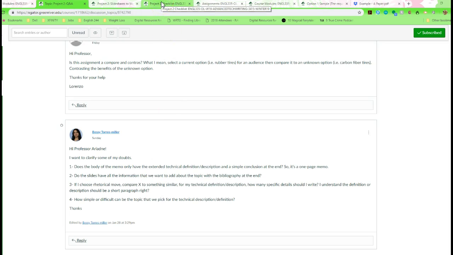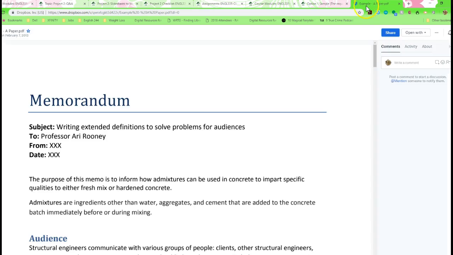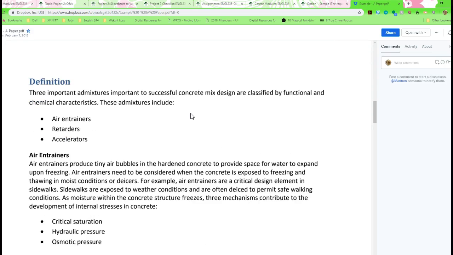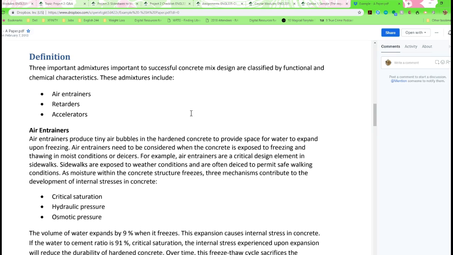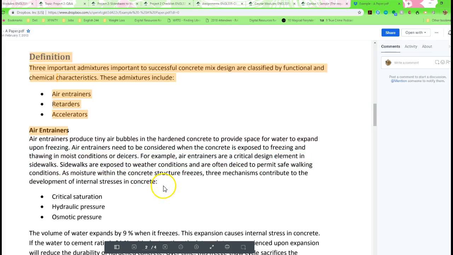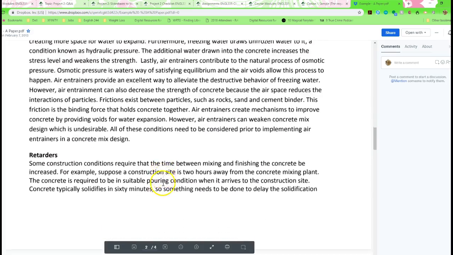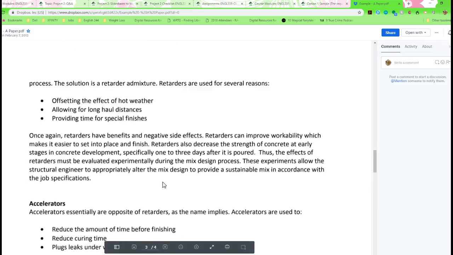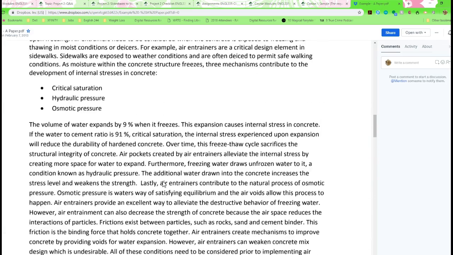So, for example, when we look at this long paper, this is his definition. He starts out with what an air entrainer is. This is what it is. And then he goes on and on. It's pretty long. And so it might be long.